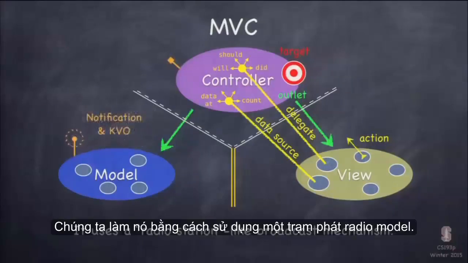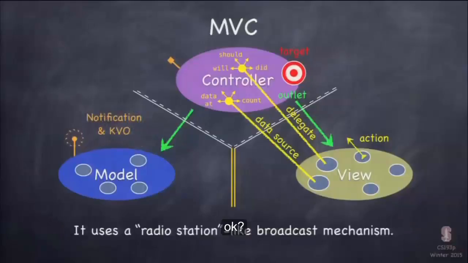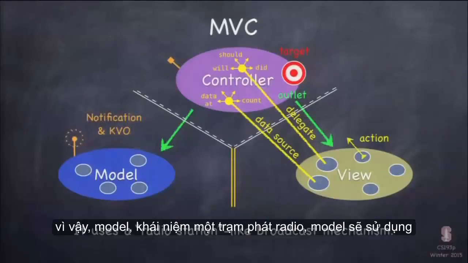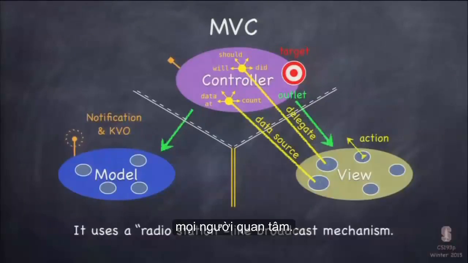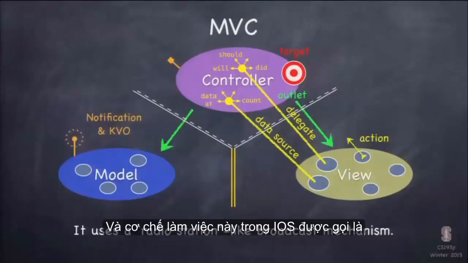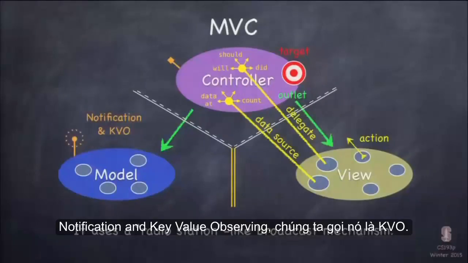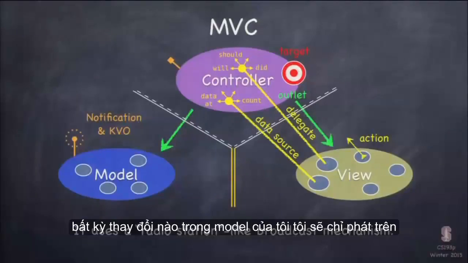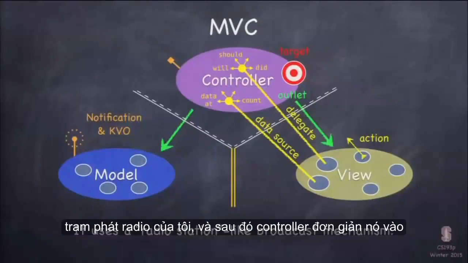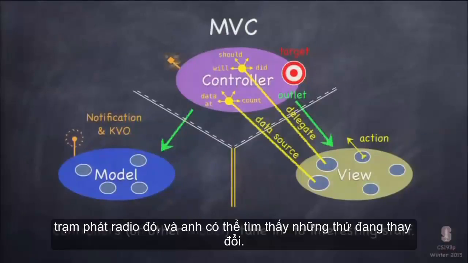We do that using kind of a radio station model. Okay, so the model, a radio station concept, the model will use this concept to essentially broadcast information to anyone who's interested. Okay, and the mechanisms for doing this in iOS are called notification and key value observing, KVO we call it. And so the model can just say, oh, anytime something changes in my model, I'm just going to broadcast on my radio station. And then the controller simply tunes into that radio station. And it can find out things are changing.